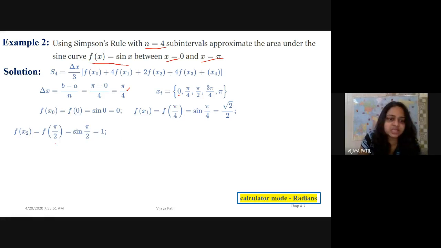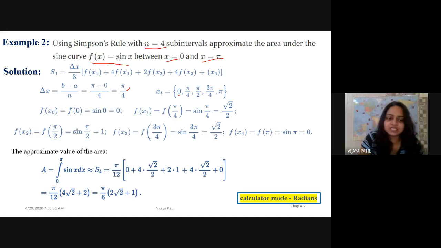The value of the function at pi by 2 is 1, and the value of the function at 3 pi by 4 is square root of 2 by 2, and at pi, the value of sine will be 0. So what will be my final answer? Again, I need to approximate the integral. This formula has already been given here, so I'm just taking the values and putting them in this formula. I'm getting the value as pi upon 6 times root 2 plus 1.